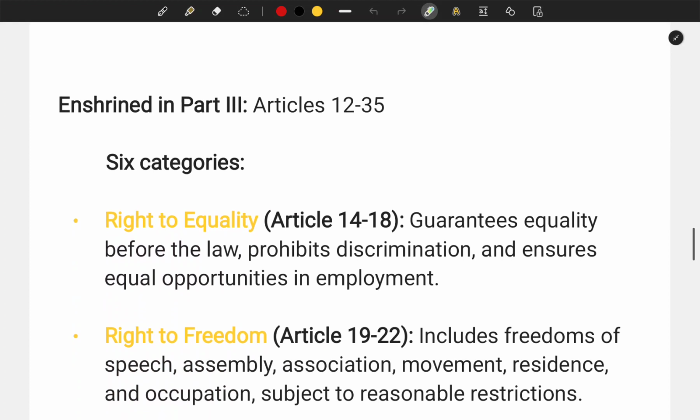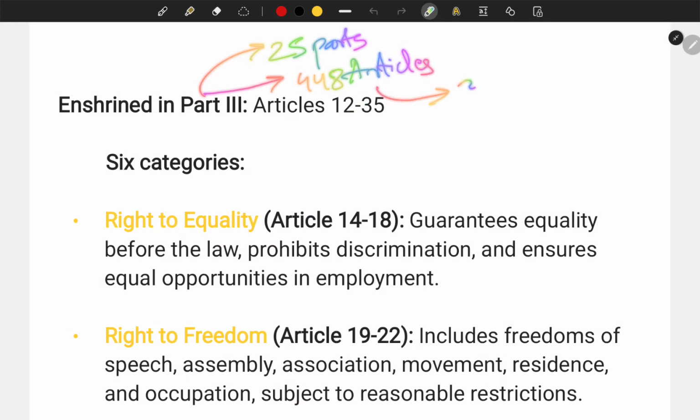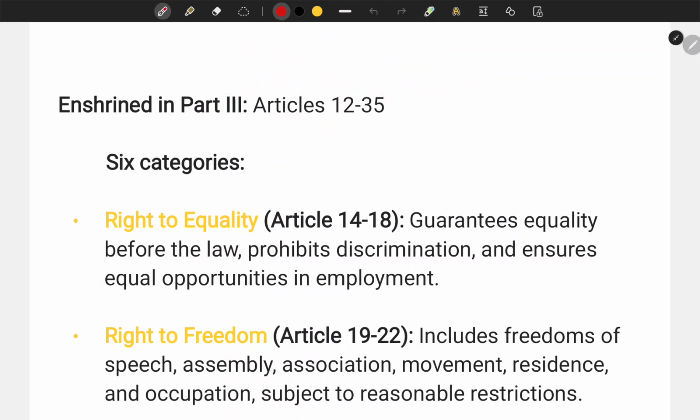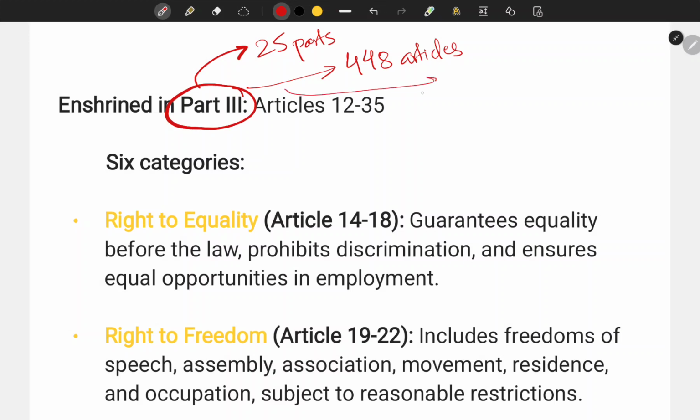Now let's look into the details of the fundamental rights, all right? So it is enshrined in Part 3 of the constitution. So can you tell me how many parts are there in our Indian constitution? So we have 25 parts, 448 articles, and we also have 12 schedules, all right?